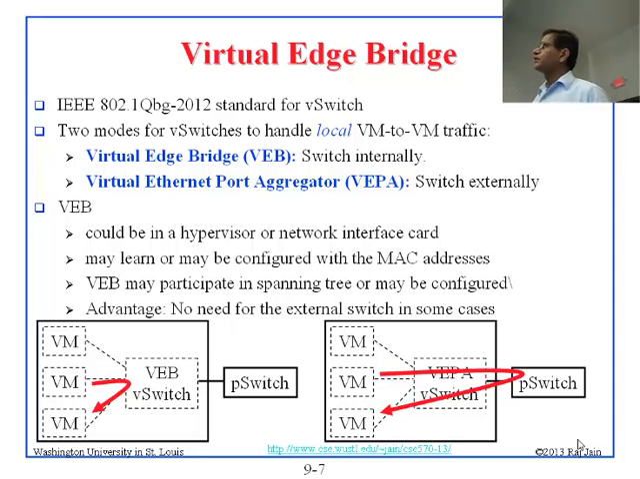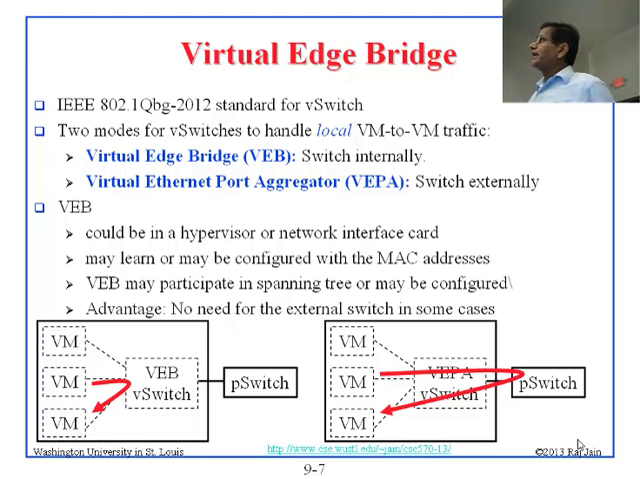In the VEB switch, it could be in the hypervisor or network interface card. So there are NICs which can implement this, or the hypervisor can implement this. And in this case, this switch can learn the addresses. I mean, actually, it doesn't have to learn the addresses. It could just know the addresses because it has instantiation of the VM. The hypervisor knows everybody, right?